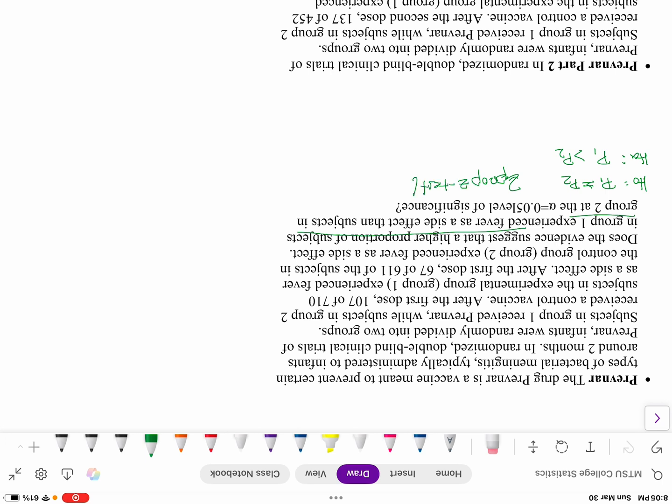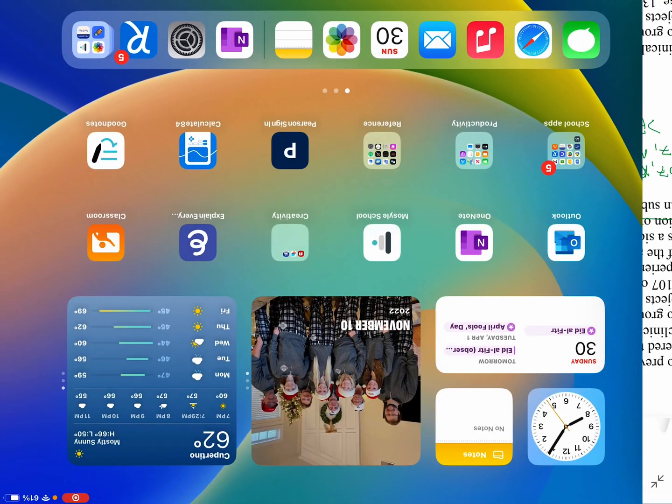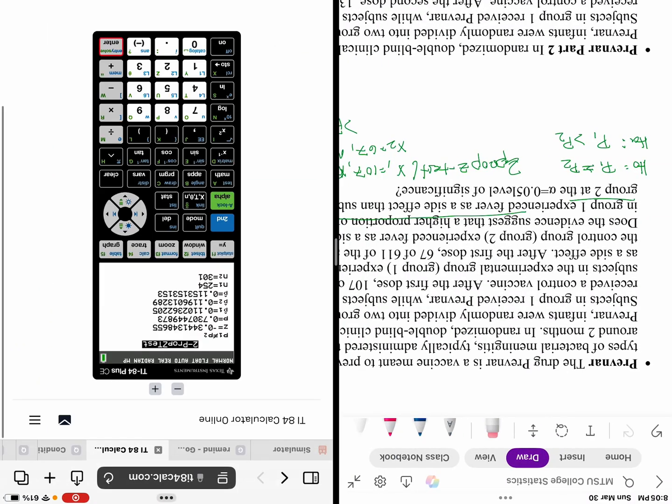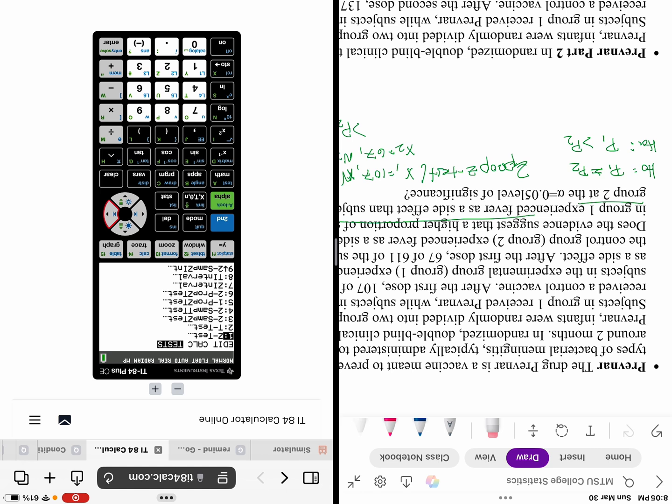And we're going to be putting in there that x1 is 107, n1 is 710, x2 is 67, n2 is equal to 611, and we are doing greater than P2. So let's grab our calculator, put that in there. And stat over to test, option number 6.